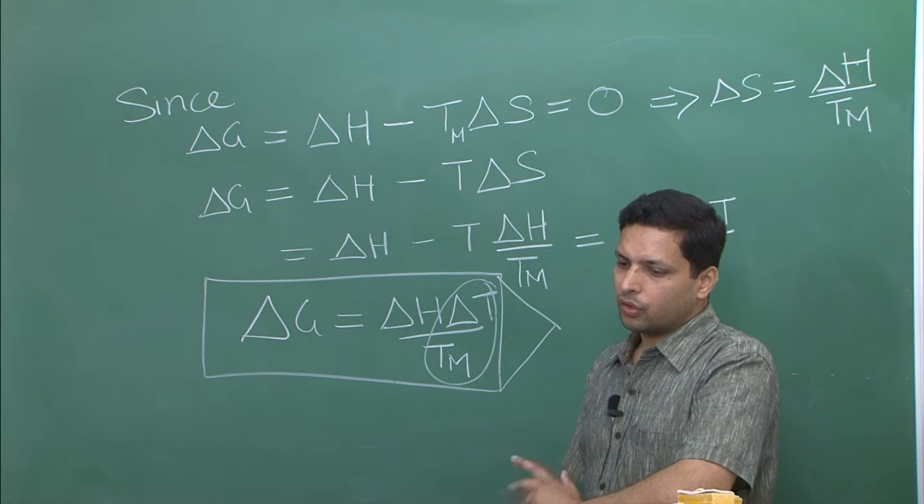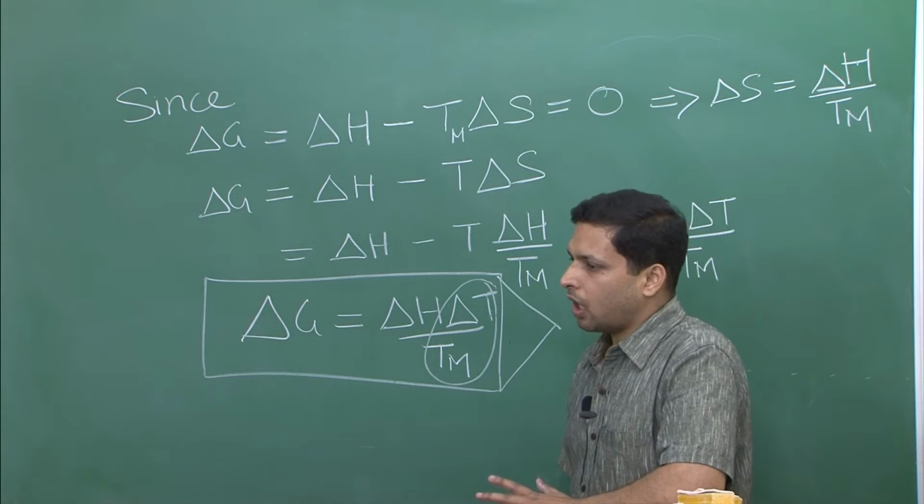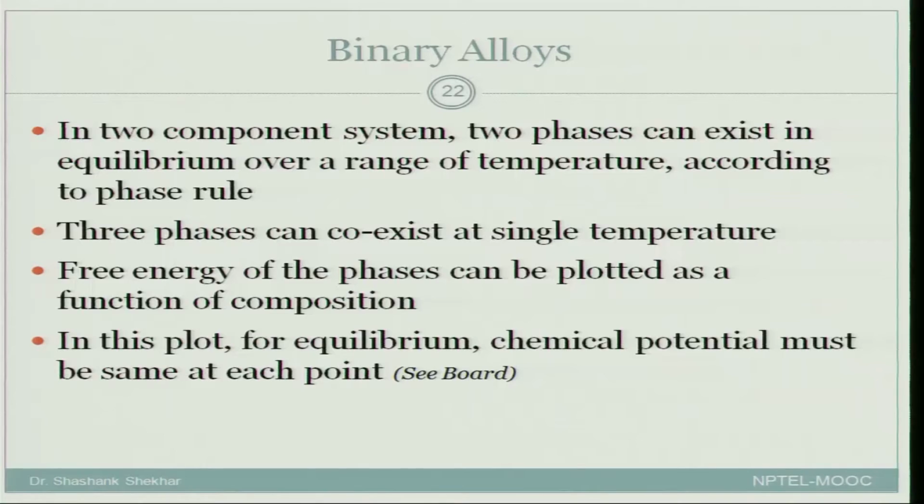Now we will have two phases, two components. So how will the two components look? The two phases can exist in equilibrium over a range of temperature according to the phase rule. So we know that in the two component system we can have two phases that can exist in a range of temperature, but three phases can only exist at one particular temperature.